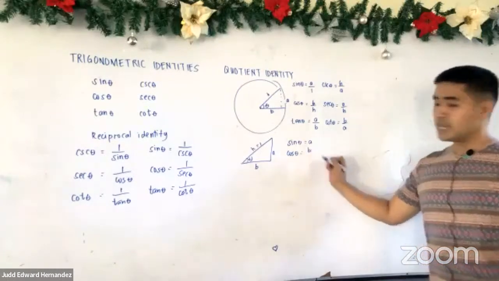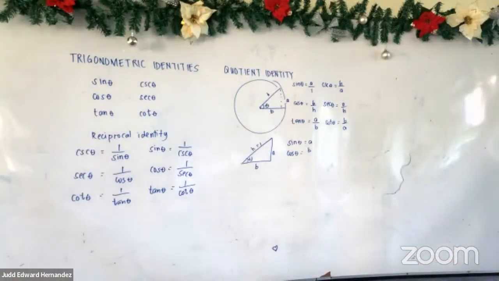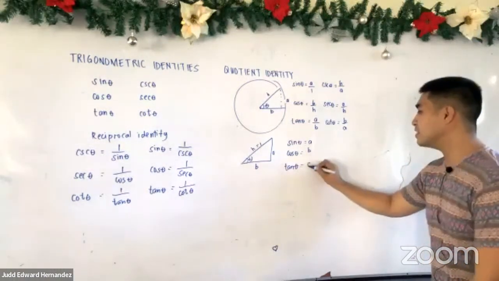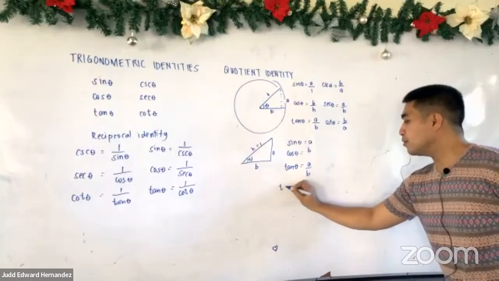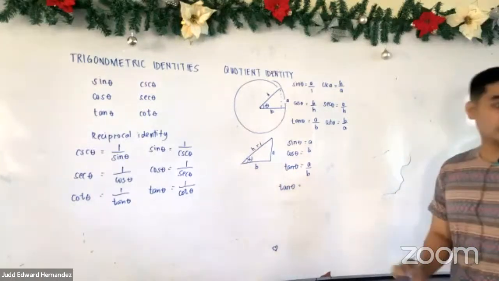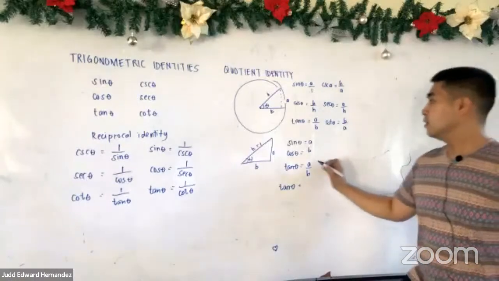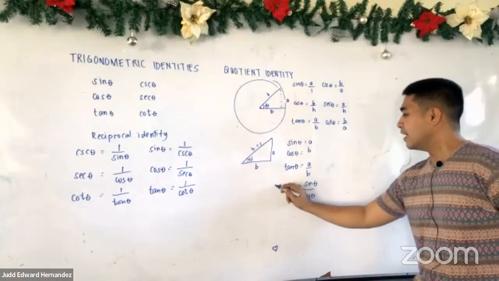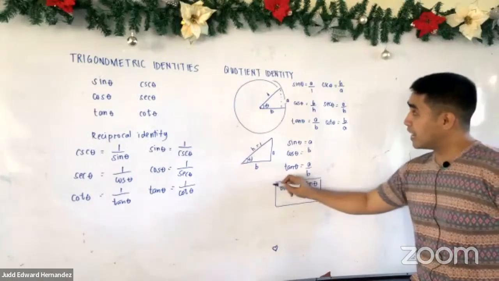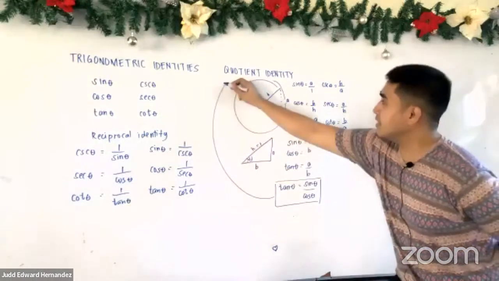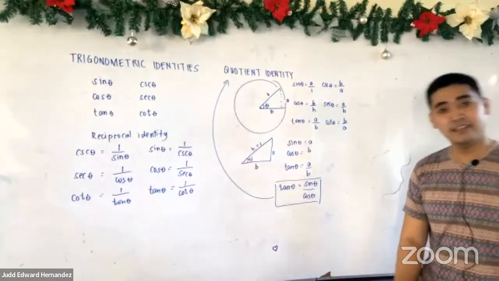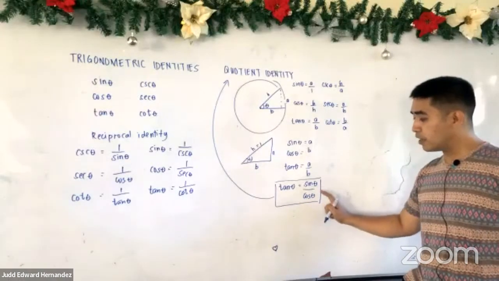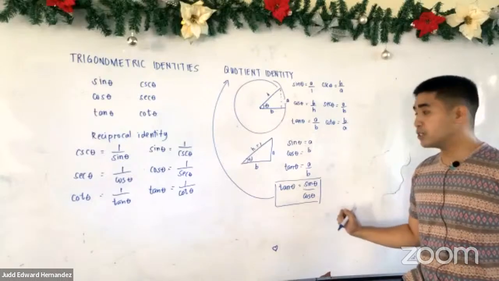Okay. And what can we say about tangent theta? Tangent theta is A over B. Therefore, we could say that tangent theta is what? It is equal to sine over cosine po. Sine theta over cosine theta. And that is one of the examples of quotient identity. Are we clear? Are we clear po? That is quotient identity. Since we are dividing, it is a quotient identity.